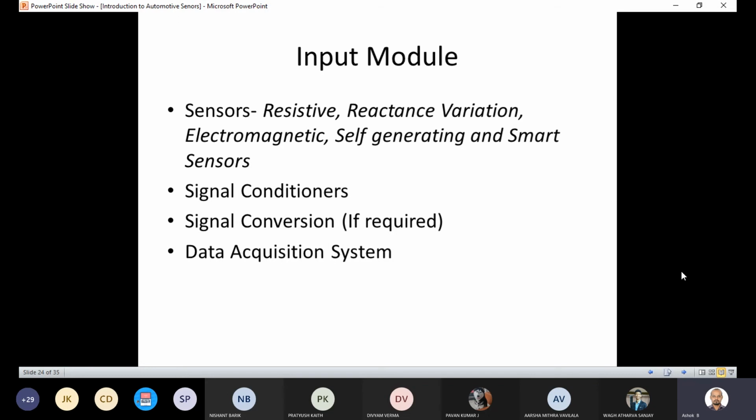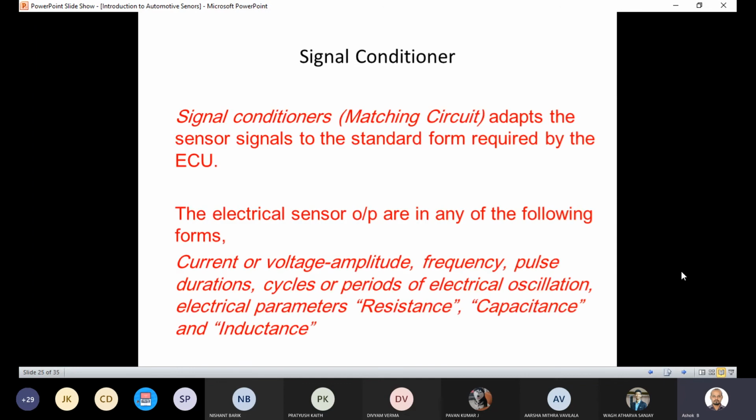And what are the other components of the sensor? Sometimes it includes signal conditioners, signal conversions, and of course it can be fed into the data acquisition system also. Why signal conditioner is also part of a sensor: it adapts the signals to the standard form required by the ECU. Sometimes the signal measured by the sensor may be noisy and weak, so that has to be converted to an ECU-adaptable signal. So the electrical sensor output may be any of the following: a current, voltage, frequency, resistance type, or inductance type value.